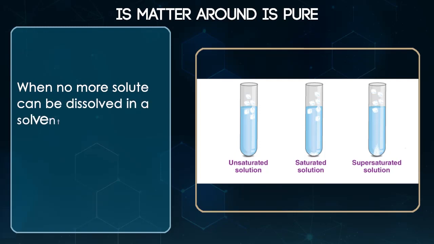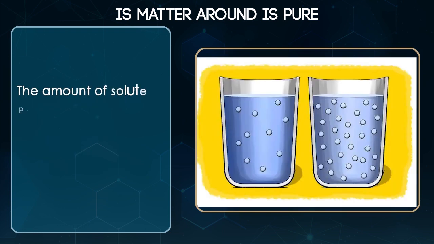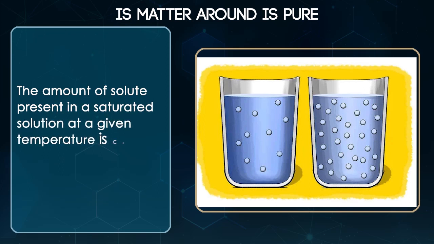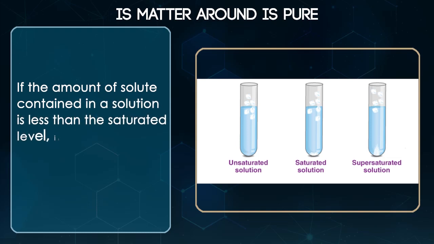When no more solute can be dissolved in a solvent at a given temperature, the solution is called a saturated solution. The amount of solute present in a saturated solution at a given temperature is called its solubility. If the amount of solute contained in a solution is less than the saturated level, it is called an unsaturated solution.